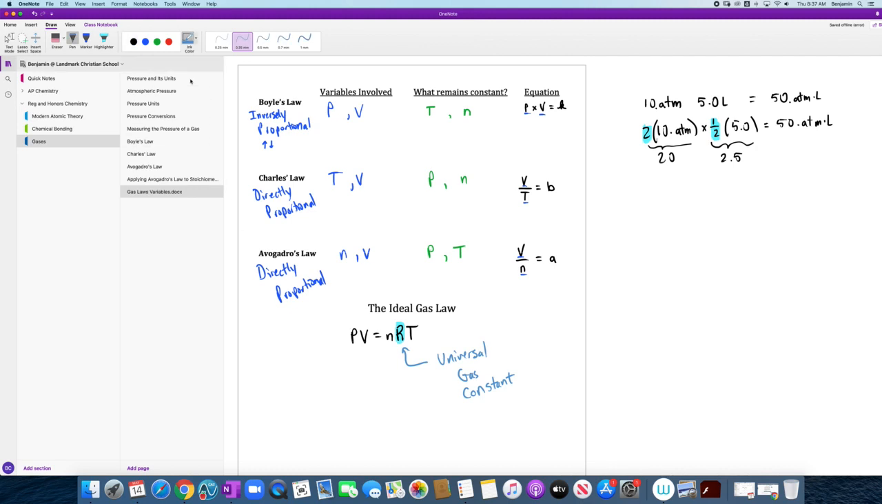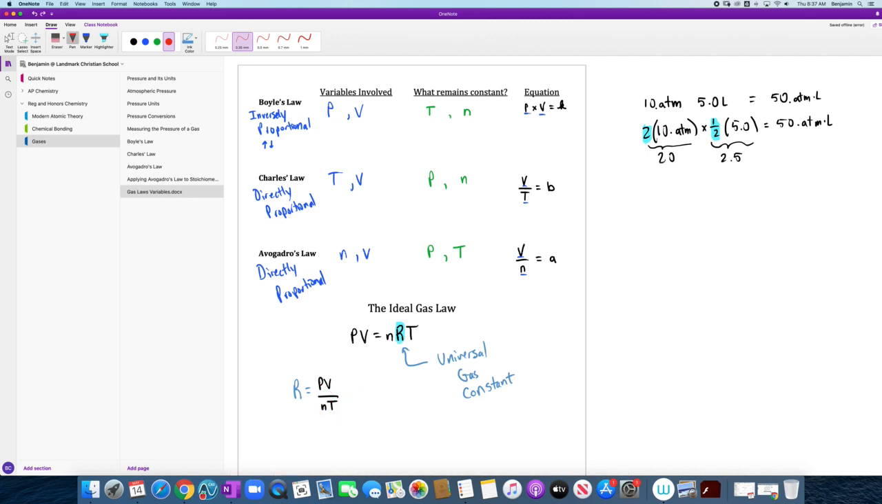R here is equal to PV over nT. Okay, and now hopefully you can kind of see how this is a combination of these three gas laws. P times V is up top, right? Right here you can see that's Boyle's law, right? And right here is Charles' law, V over T. And then right here is Avogadro's law, V over N. And so the three gas laws are kind of hiding together.